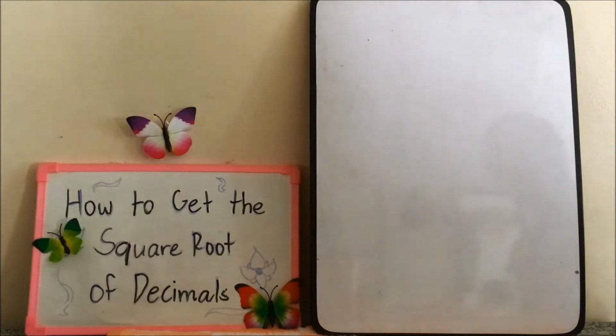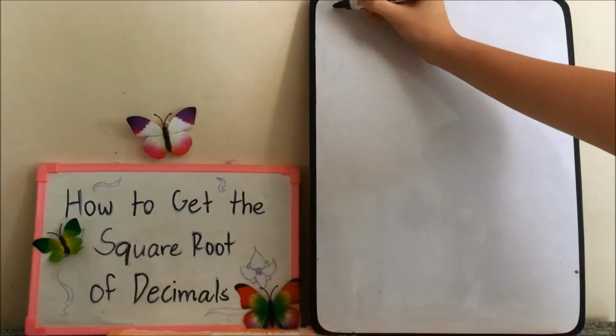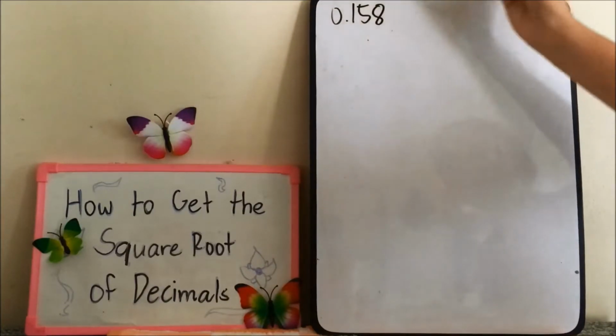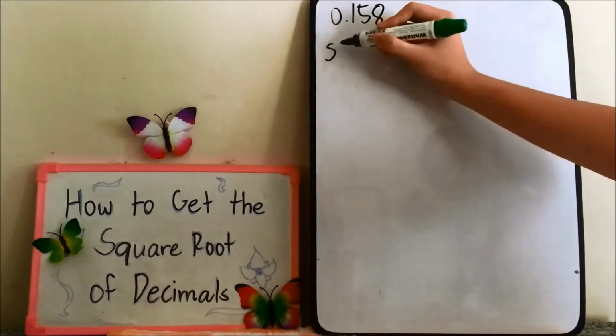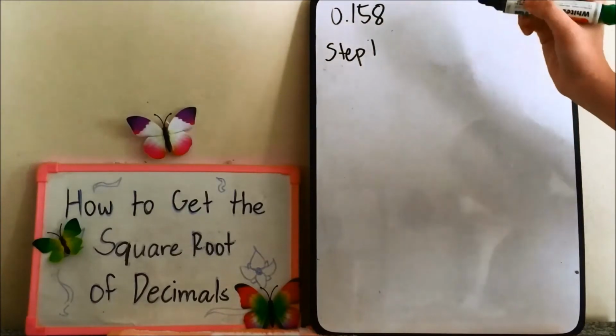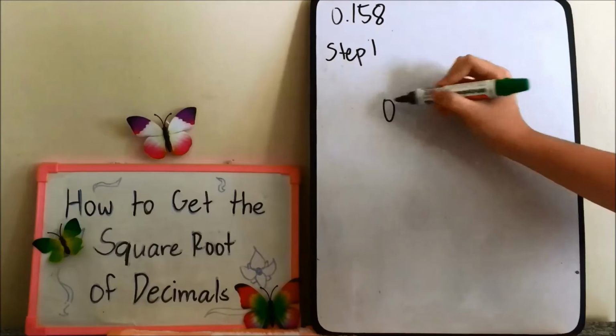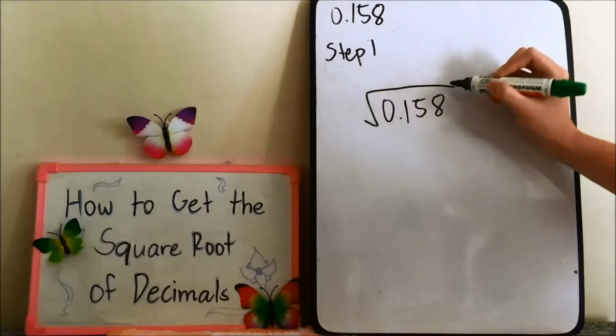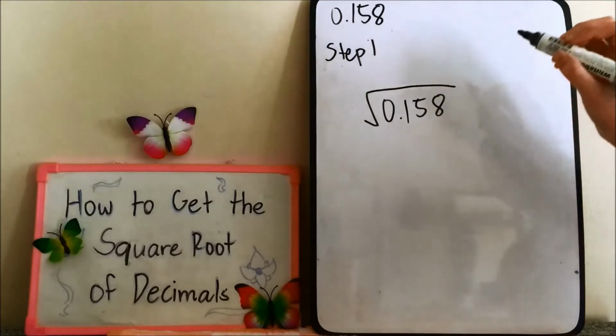How to get the square root of decimals. So today, we will get the square root of 0.158. Let's go to step number 1. Step number 1 is write the number with the radical sign. So this is the radical sign.